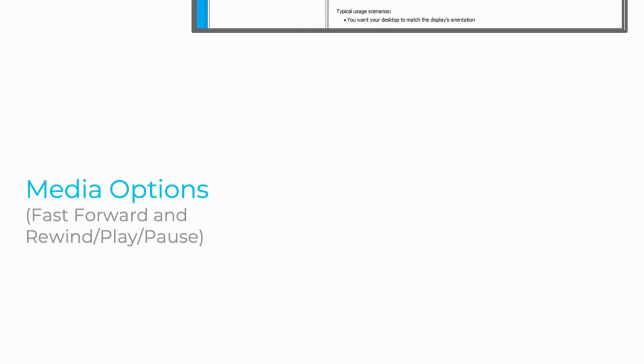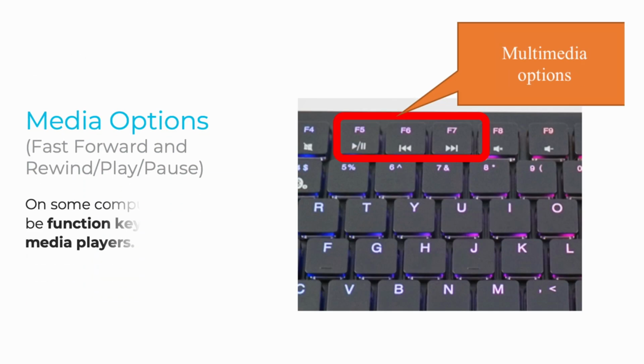Media options? Fast forward and rewind, play, check, pause. On some computers, there may be function keys to control media players. For example, you have the possibility to skip to the next music, or even to pause it. This type of key is usually available on the top banner and can be activated with the FN key pressed.